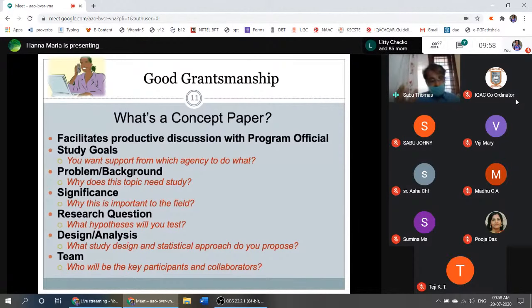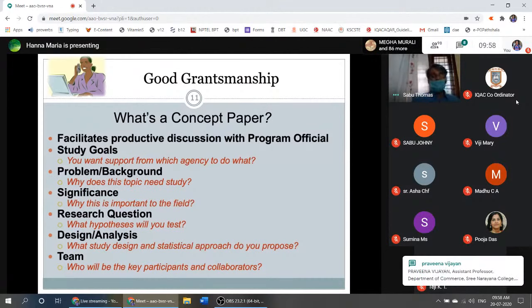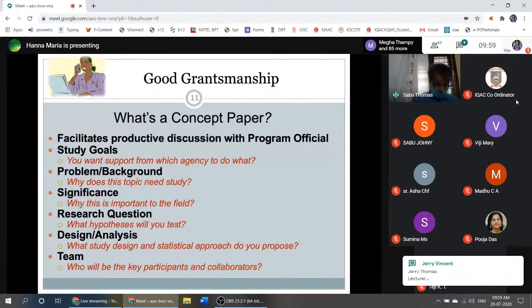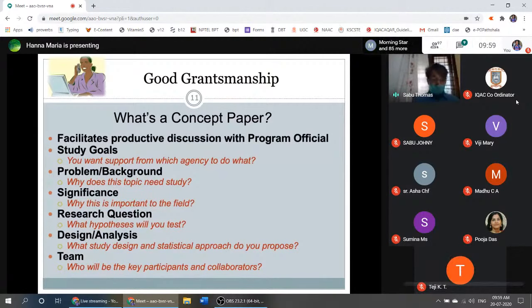You have to study the problem and the background. You have to really understand the significance of the project, the resource question, your hypothesis, your design analysis, and the composition of your team. You know, you have PI, co-PI. Some of my projects had 6-7 people. If you look at my European project, there could be 20 people. So the team means who would be the key participants and collaborators. Next one, please.